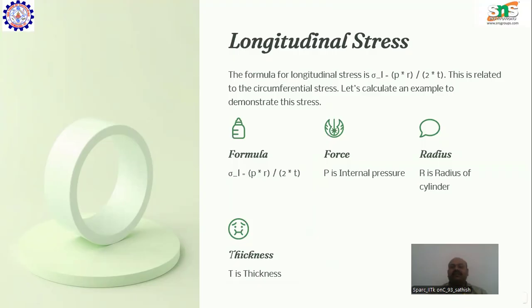Let's calculate an example to demonstrate this stress. So the formula will be PR by 2T. P is the internal pressure of the fluid that is stored, R is the radius of the cylinder, and T is the thickness.